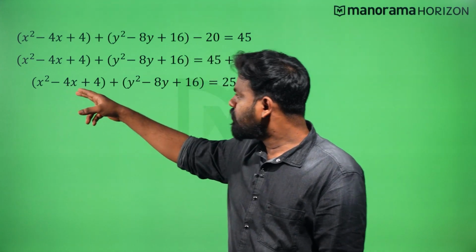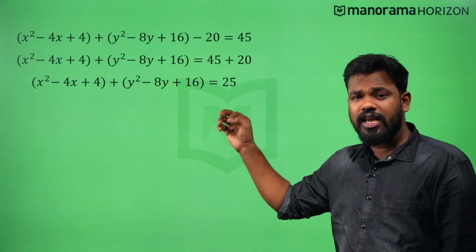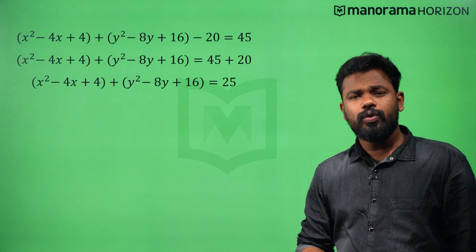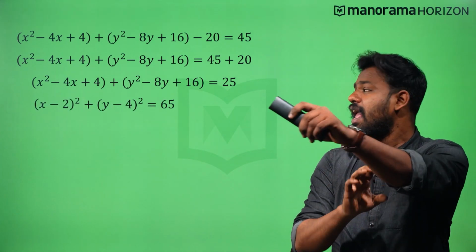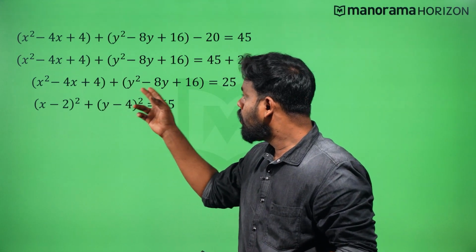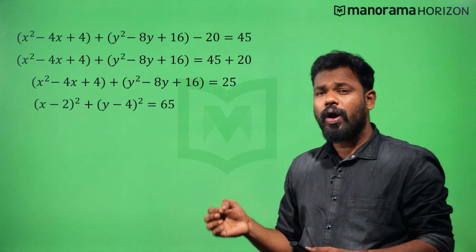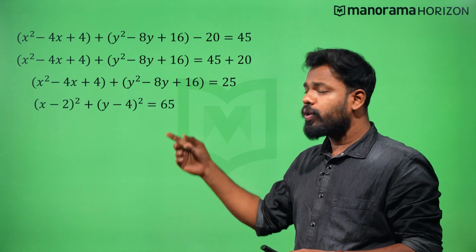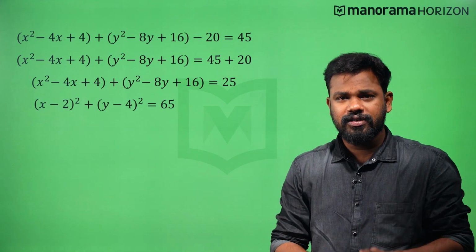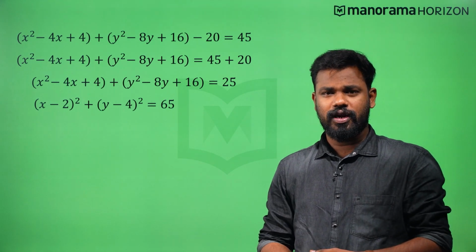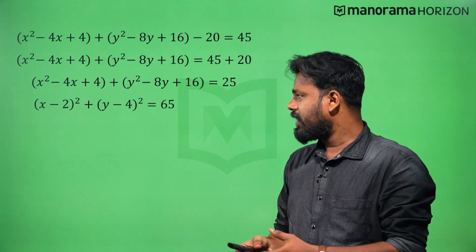So you have x square minus 4x plus 4 plus y square minus 8y plus 16 is now equal to 65. Now what is x square minus 4x plus 4? It's nothing but x minus 2 the whole square. y square minus 8y plus 16 is y minus 4 the whole square, and that is now equal to 65. Now, is this in the form of x minus h the whole square plus y minus k the whole square is equal to r square? Yes, it's looking like that.